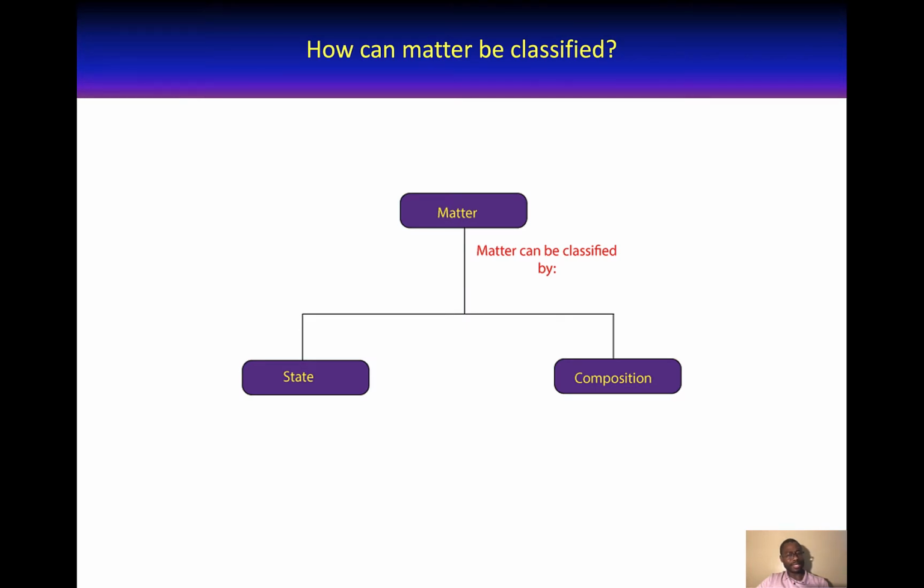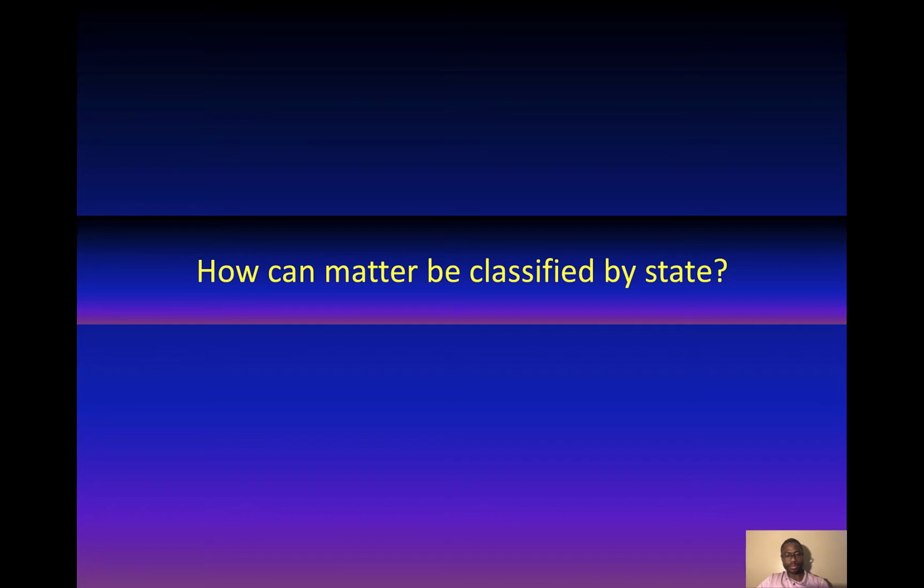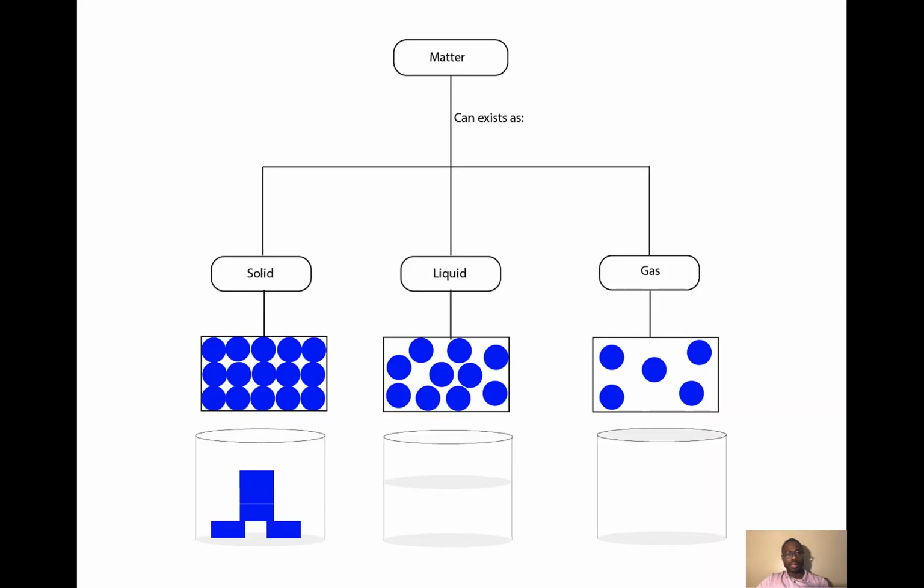How can matter be classified? Matter can be classified in two ways. One is by state, and the other is by composition. So let's look at how matter is classified by state. Matter can be classified into three states. These states are solid, liquid, and gas.